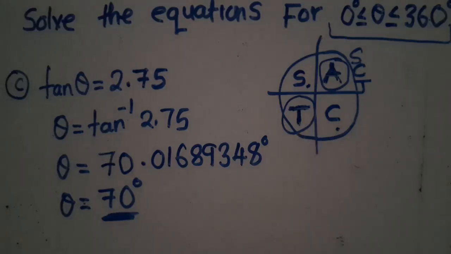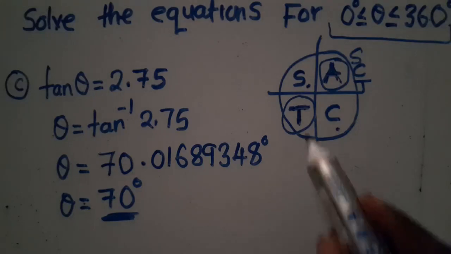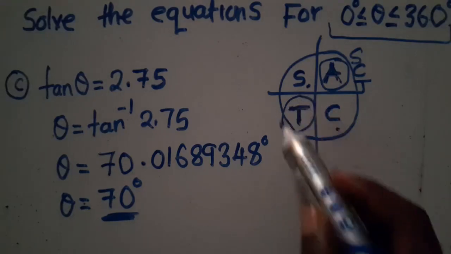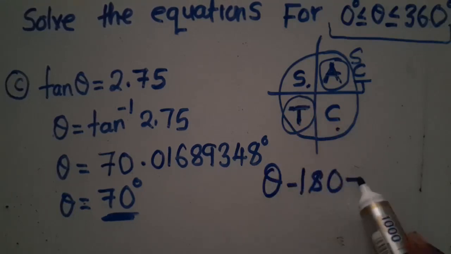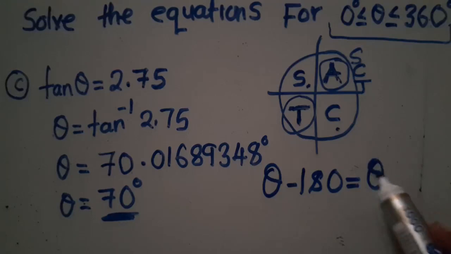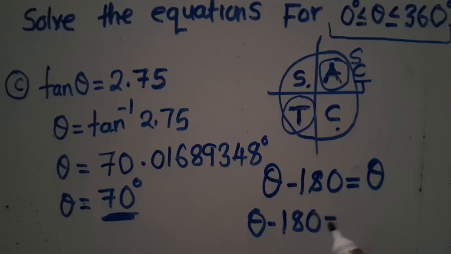So I'll give you one question. You see when it is giving a negative, how to answer it, because some people may be confused. In this case, this is the third quadrant. It is theta minus 180, which is equal to theta, the answer that you found. So here theta minus 180 is equal to 70.